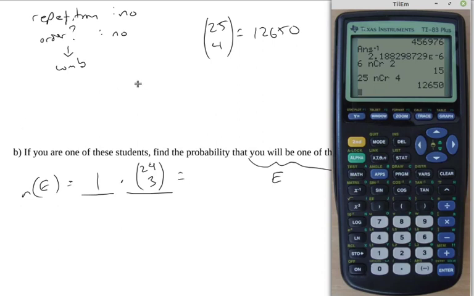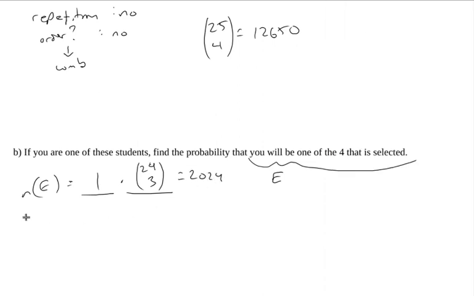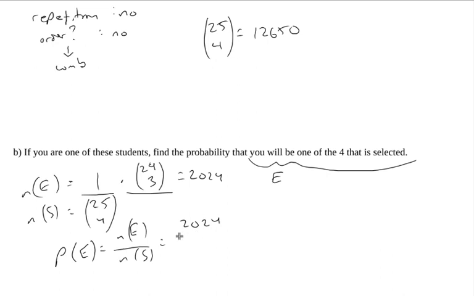Let's go 24 choose 3, which is 2024. And n of S, well, that's what we figured out up above. That's 25 choose 4. That's the number from up here. So the probability of E is n of E over n of S, which is 2024 out of 12,650.